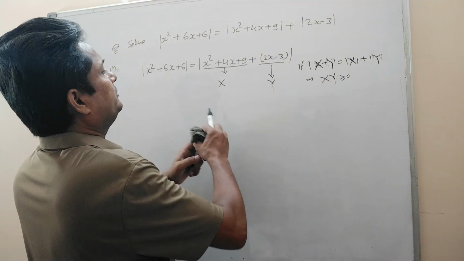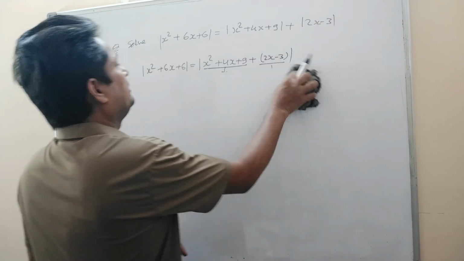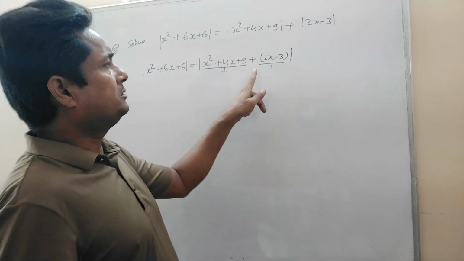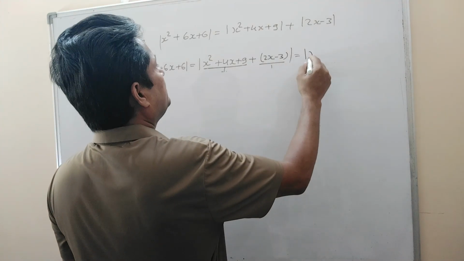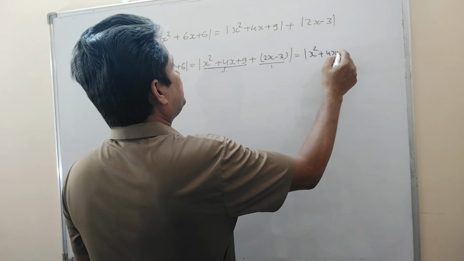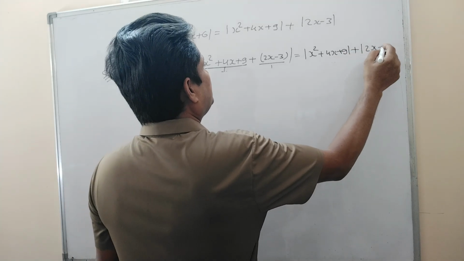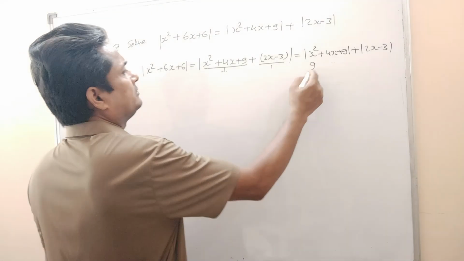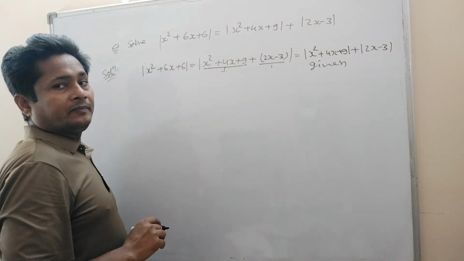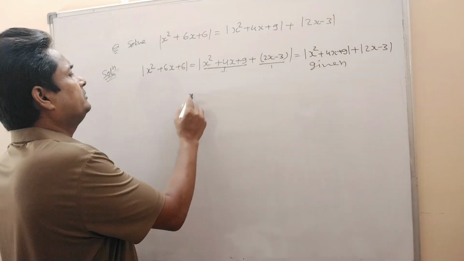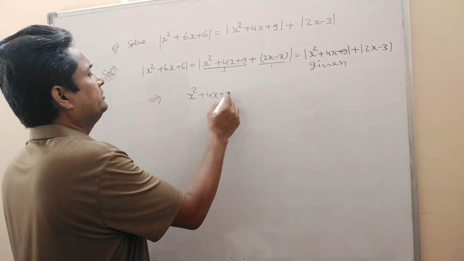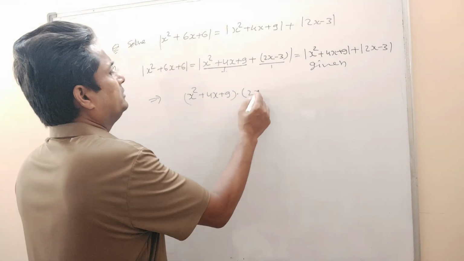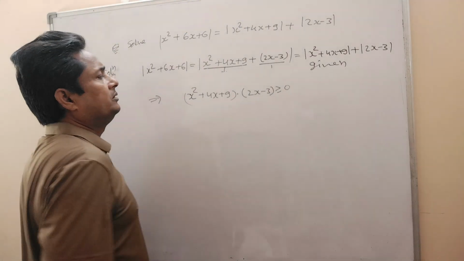So now we can apply this property. This one holds that property. So the solution of this one is what? Mod of x square plus 4x plus 9 plus mod of 2x minus 3. This is given. Right? So the solution will be what? X square plus 4x plus 9 into 2x minus 3 will be greater than or equal to 0.